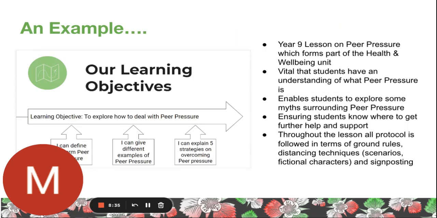If we have a little look here, we can see an example of a Year 9 lesson on peer pressure, which forms part of the Health and Wellbeing unit. When we set this lesson up, it's vital that students have an understanding of exactly what peer pressure is, which enables students to explore some myths surrounding peer pressure and also ensures students know where to get further help and support, and offering top tips if ever feeling in a peer pressure situation. Throughout the lesson, all protocol is followed in terms of ground rules, distancing techniques, so scenarios and the use of fictional characters, and signposting.